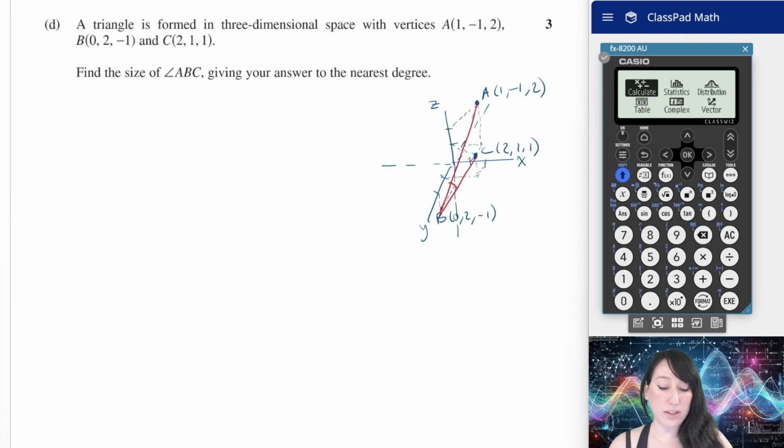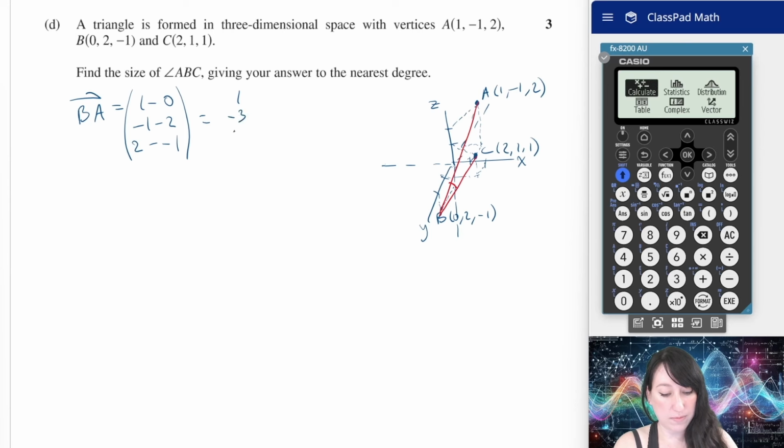So let's set up vectors between some of these points. What's the vector from B to A? Each component is the end point minus the beginning point. So the x component will be 1 minus 0, the y component, -1 minus 2, and the z component, 2 minus -1. So 1, -3, 3.